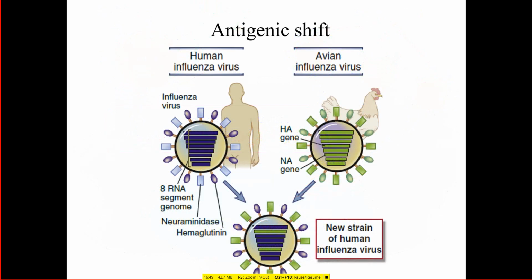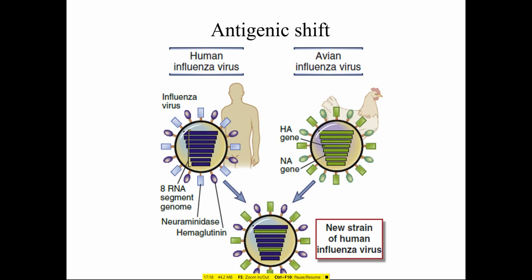Shift is entirely different. Shift is a big change. An antigenic shift does not happen everywhere. Only a particular group of viruses do that. Influenza viruses are able to make major changes in their antigens. Why do they do that? Because they have a genome which has multiple parts. 1, 2, 3, 4, 5, 6, 7, 8 RNA segments are present in the genome. They are separate from each other.